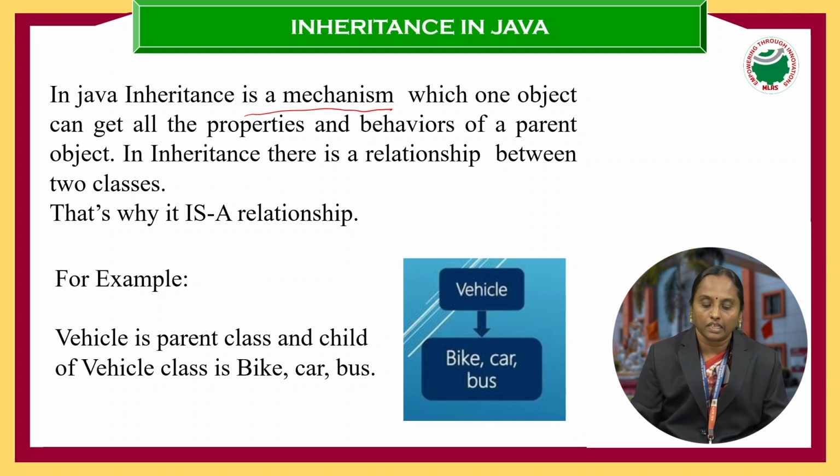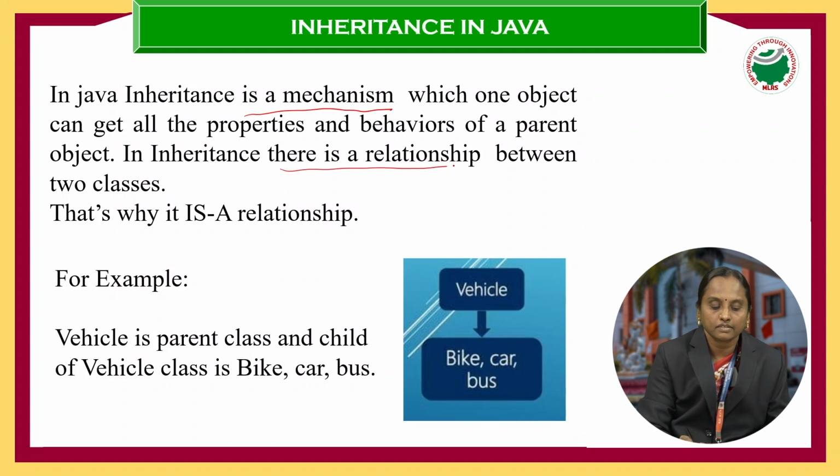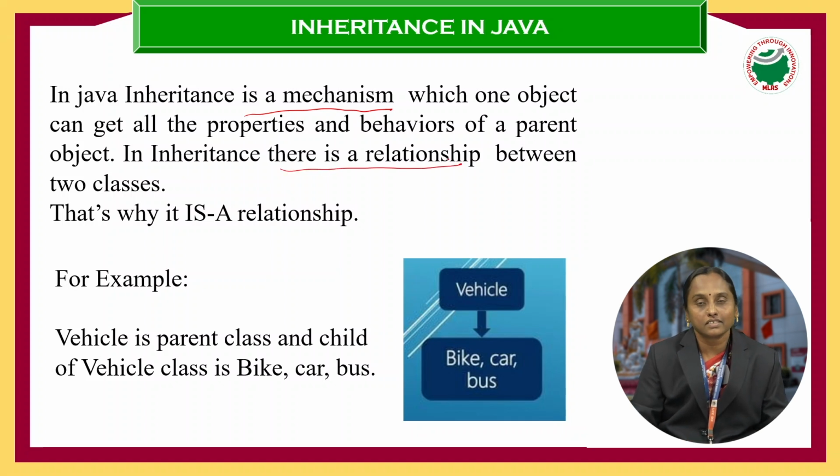In inheritance, there is a relationship between two classes. That's why it is called an "is-a" relationship. For example, here Vehicle is the parent class and the child classes of Vehicle are Bike, Car, and Bus. Here we can create any number of child classes from one base class. Here the is-a relationship means Bike is a Vehicle, Car is a Vehicle, Bus is a Vehicle. That is the meaning of the is-a relationship.